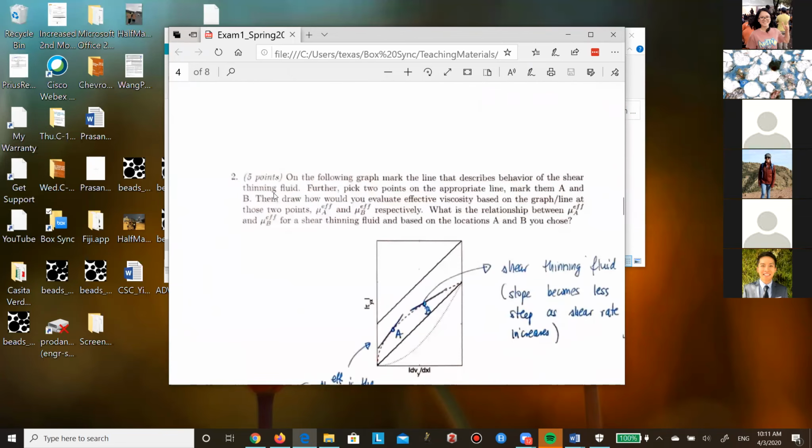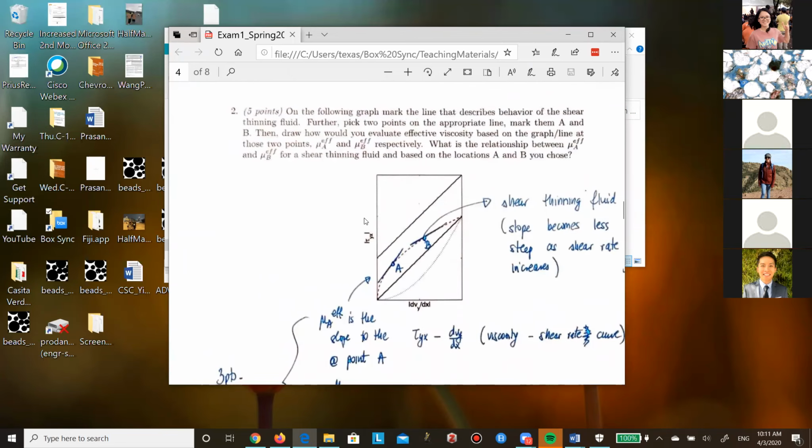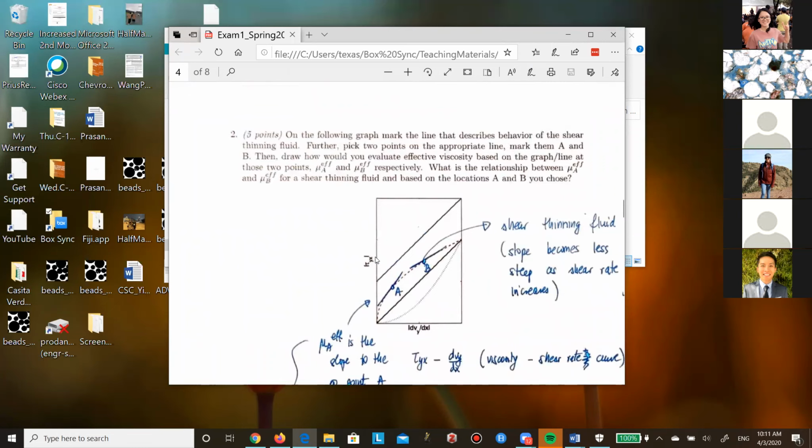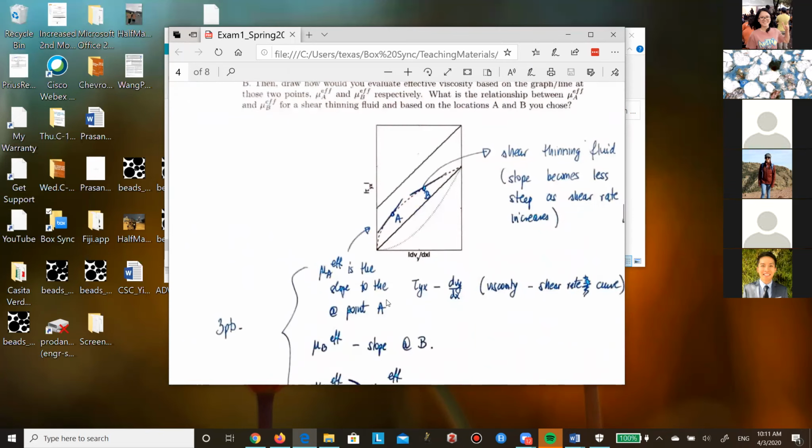So that is the number 1. Number 2, most of you got correct, that this is the shear thinning fluid right here. Now on the graph of tau yx versus shear rate, the effective viscosity is the slope of it. Now if I have a power law, then the slope will differ.